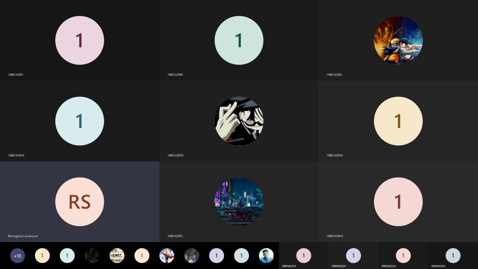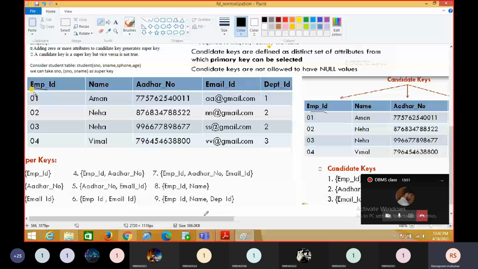What is a super key? A super key is a single attribute or a set of attributes used to find a unique row. Okay, a unique value, a unique row. So this set of attributes or single attribute, we can call a super key.